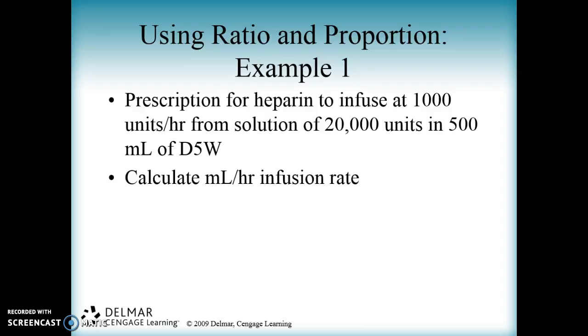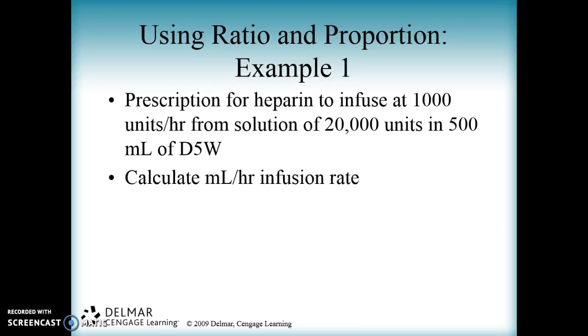Here's an example. We're going to have a prescription for heparin to infuse at 1,000 units per hour, and the solution contains 20,000 units in 500 mLs of D5W. So what we're trying to figure out is how many milliliters we're going to need to use to get to this rate of 1,000 units per hour. Keeping in mind that we know that it comes 20,000 units per 500 mLs.